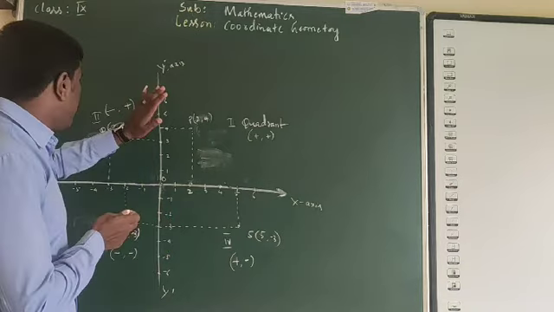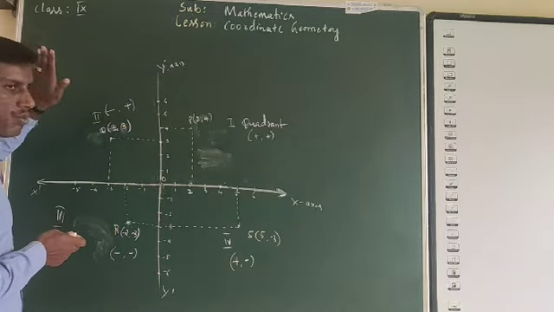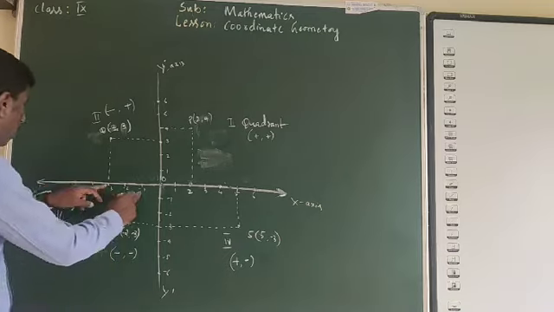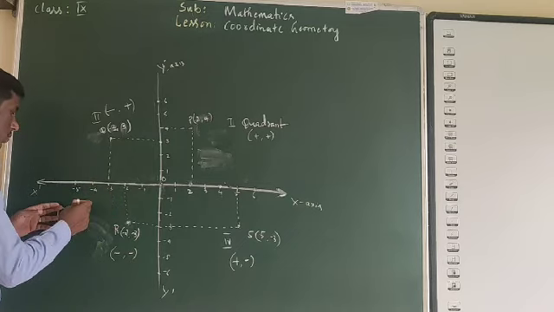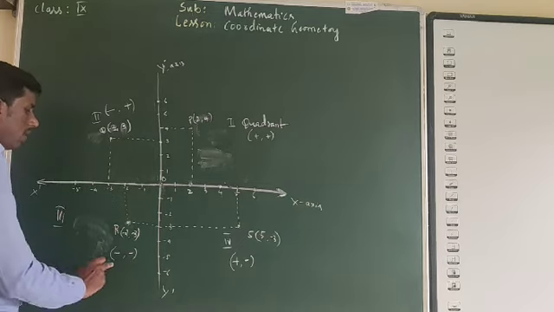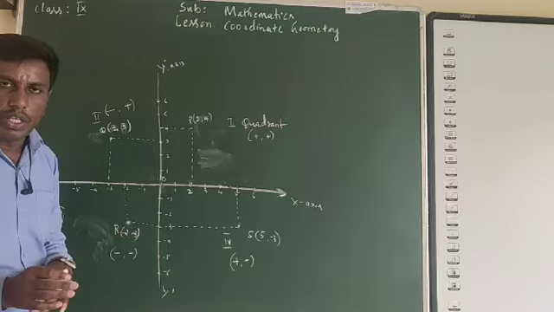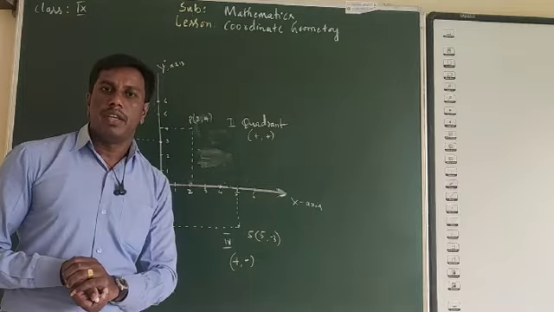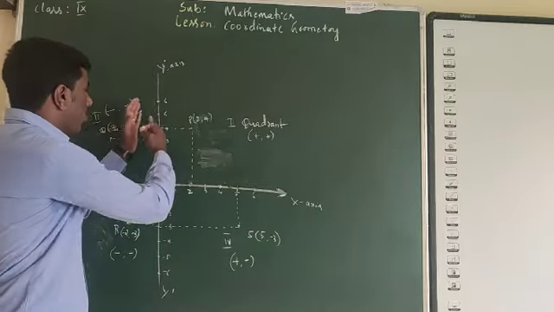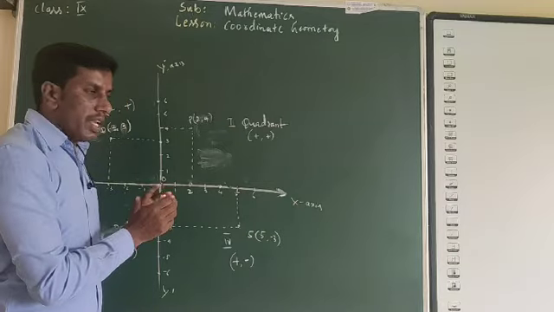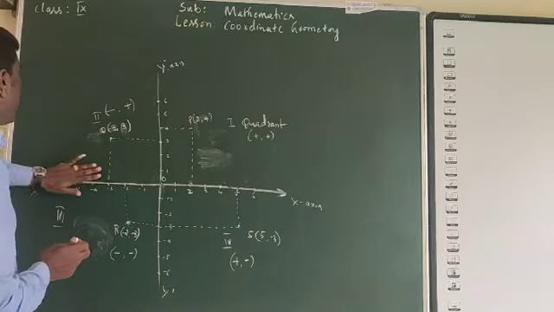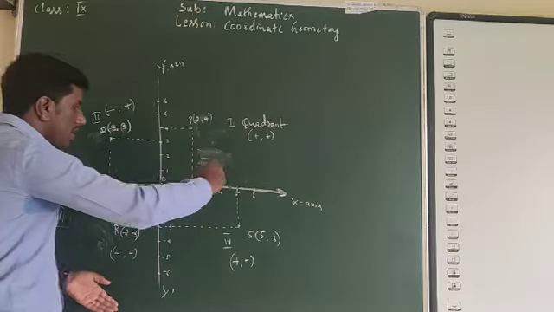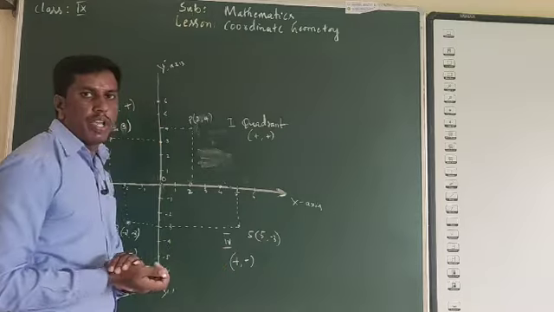Whatever point you take in the second quadrant, the x coordinate will be on the negative side and the y coordinate will be positive. Wherever you take a point in the third quadrant, both will be in negative sign only. Similarly in the fourth quadrant, the x value will be positive and the y value will be negative, because it is enclosed between the positive x axis and the negative y axis.